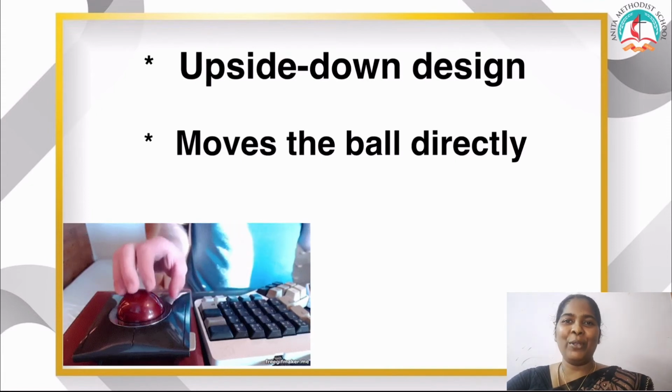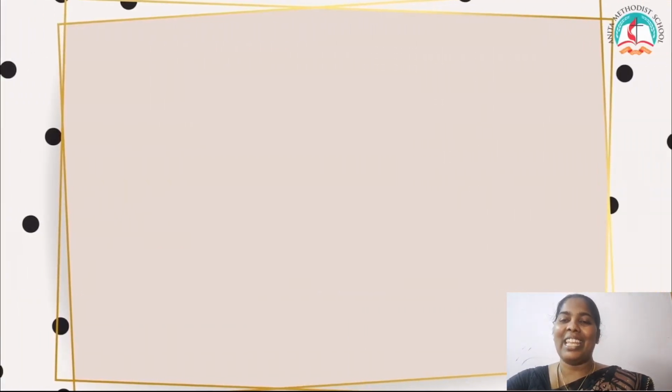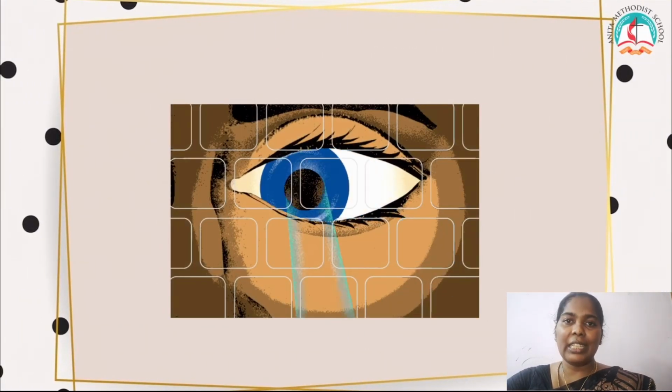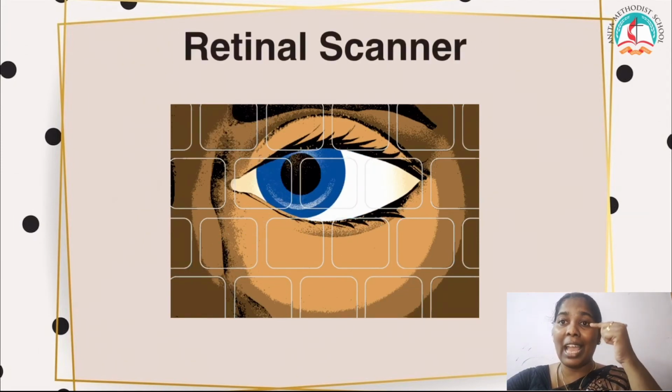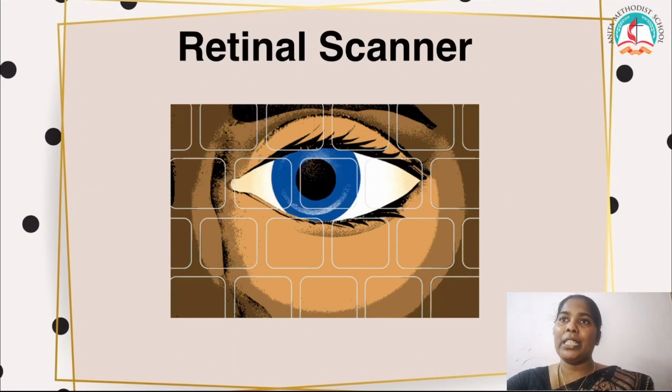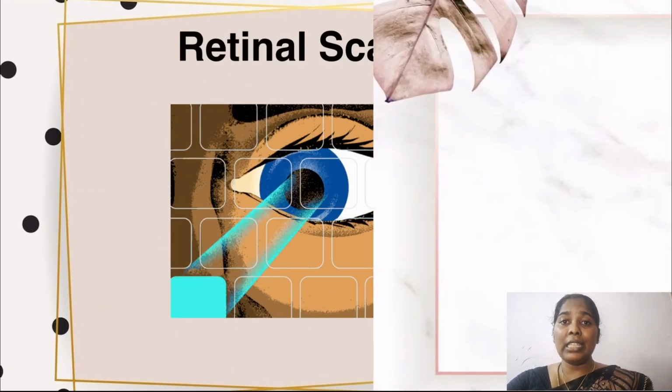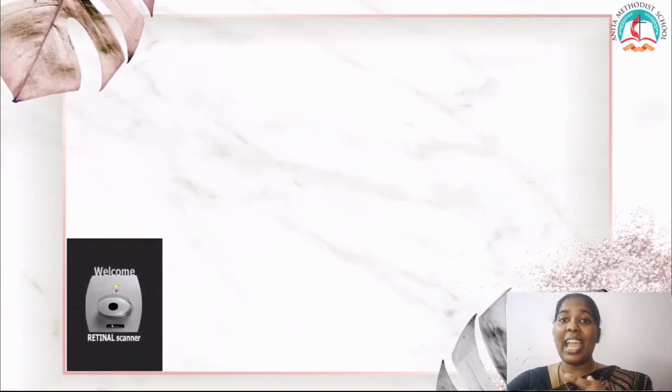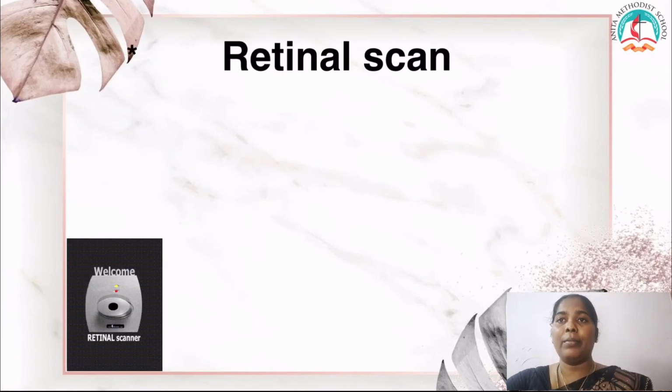Okay, the next input device is a retinal scanner. What is retinal scanner, children? Yes, retinal means eye. So this is also like a fingerprint scanner. This is a retinal scan, which helps to scan through our eyes.